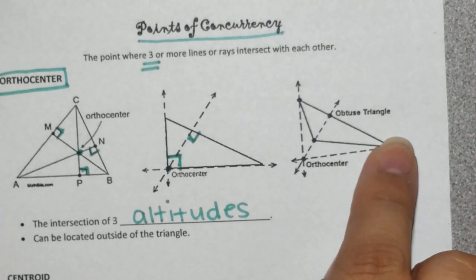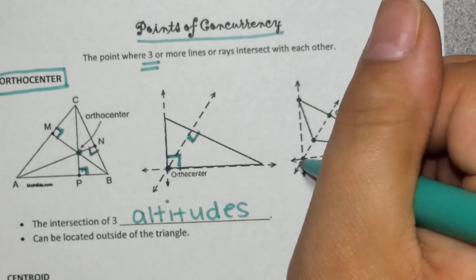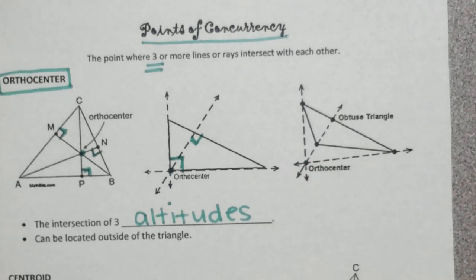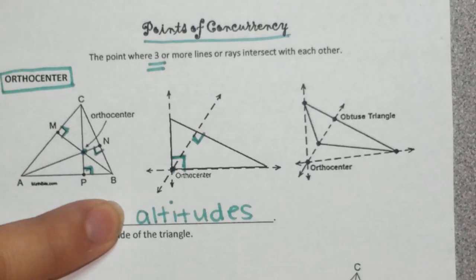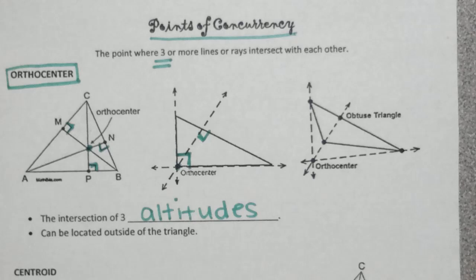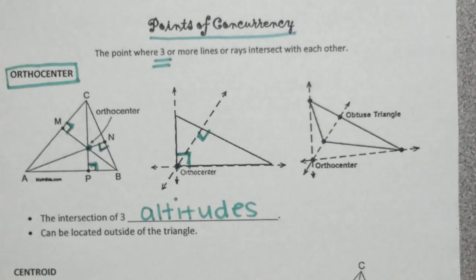If it is an obtuse triangle, your orthocenter is recognized outside of it. What do I need you to know about this? Orthocenter is 3 altitudes. That's all you need to know. Orthocenter is 3 altitudes. Questions?